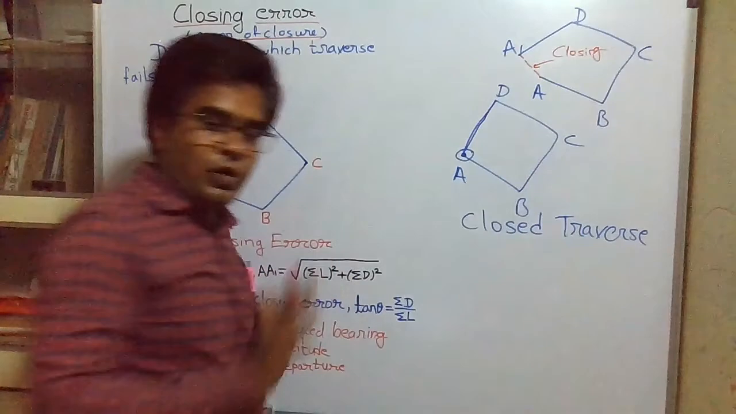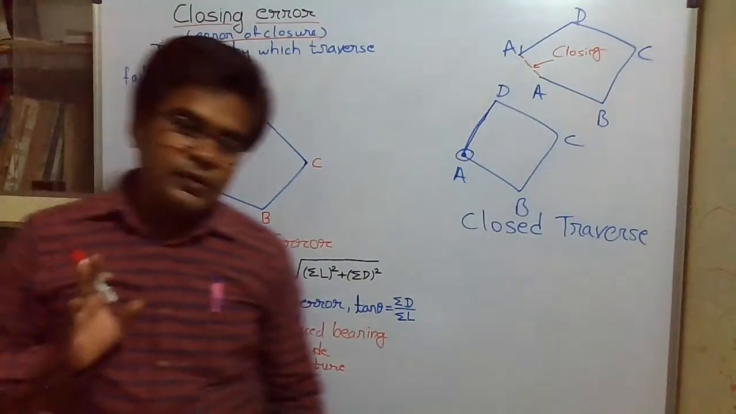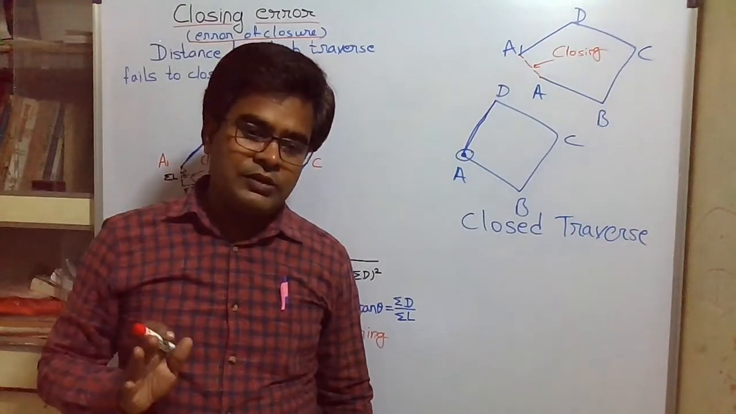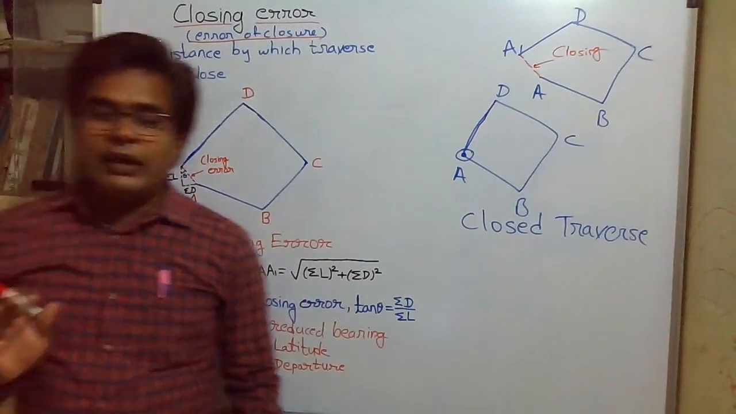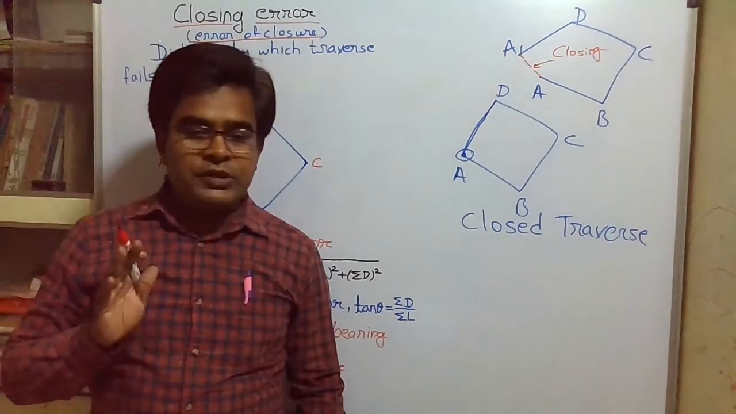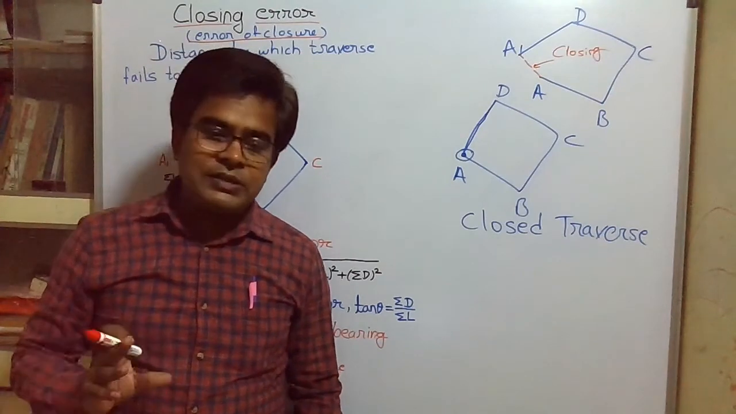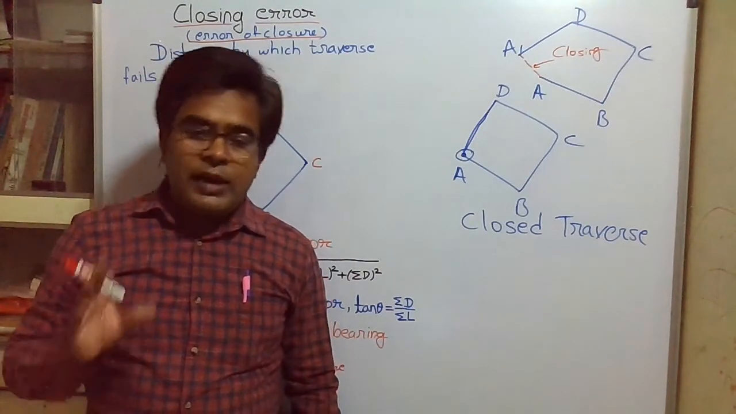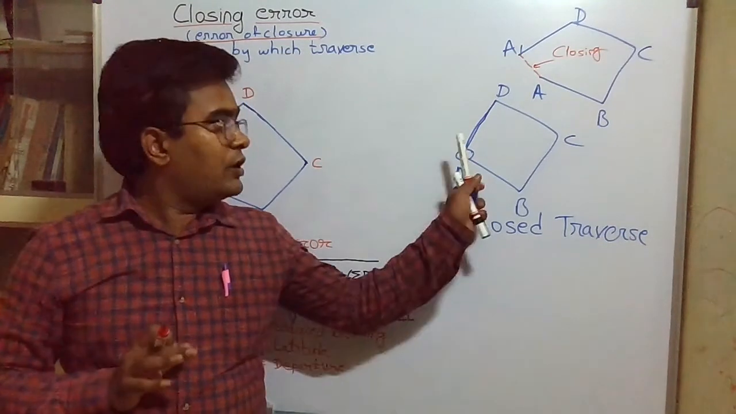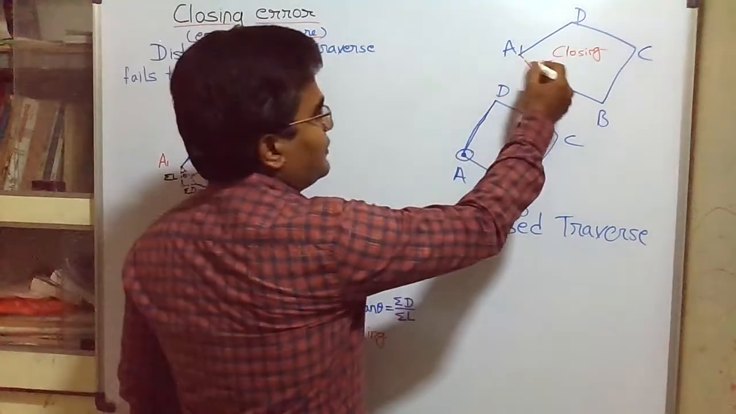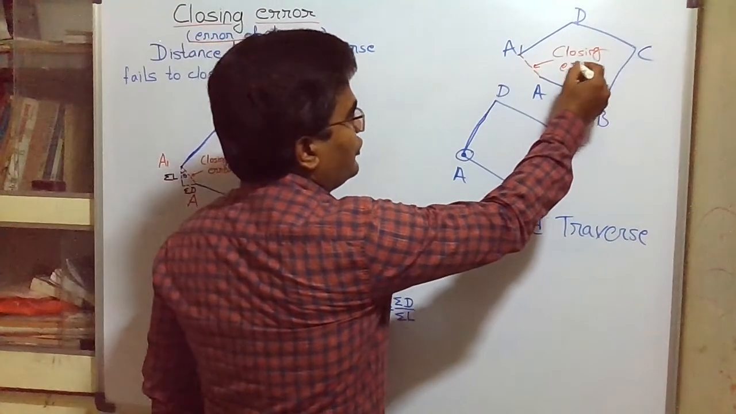Okay, when the end point meets the starting point, we call it a closed traverse. But due to some errors, the end point of the traverse does not meet the starting point, and the distance by which the end point does not meet the starting point is called the closing error.